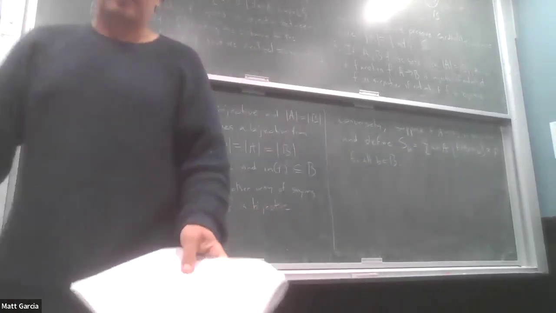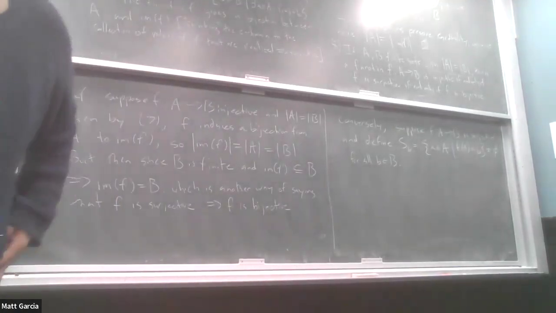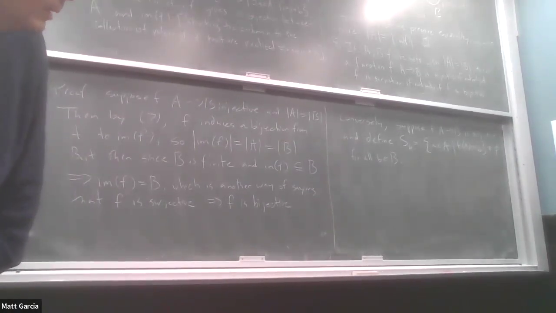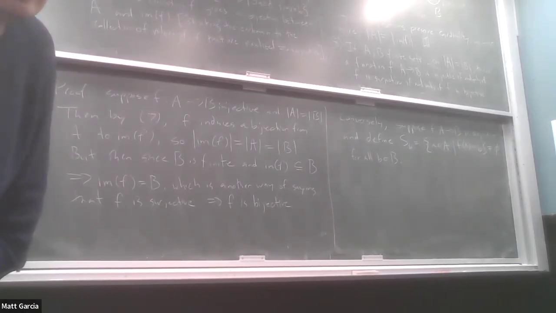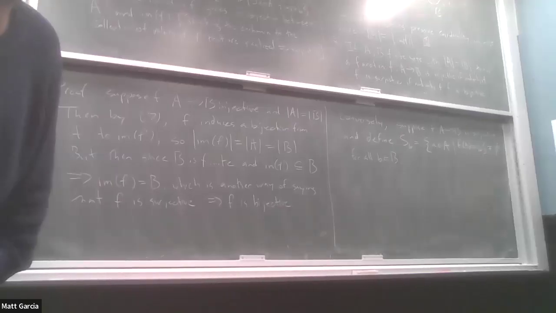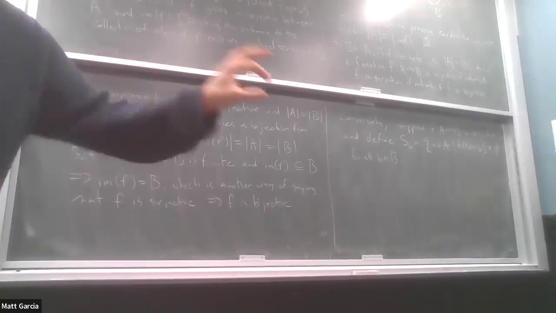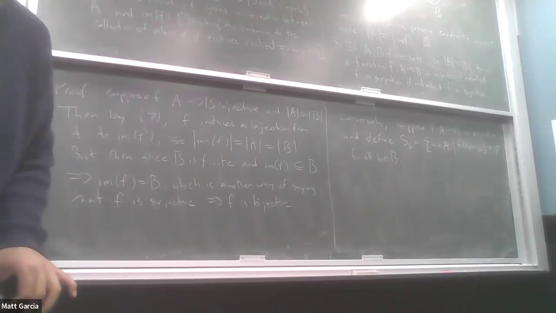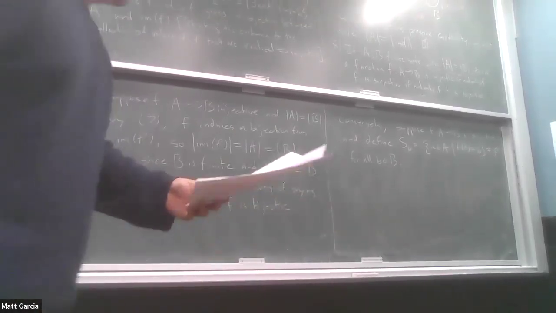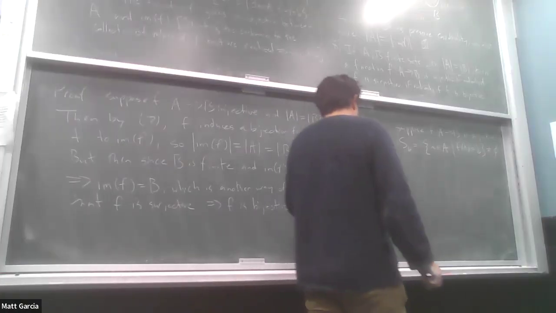What is the point of defining this set? Well, I'm ultimately trying to show that f is injective, right? So that is to say, I want to show that S sub B, the set of all elements of A that map to B, has one element for each B in B. There's not more than one element of the domain that maps to the same element of the codomain.